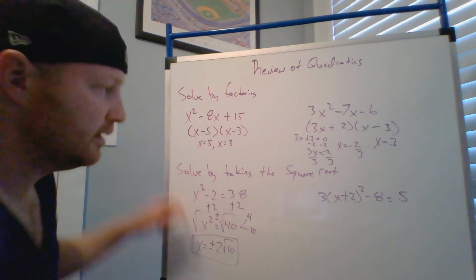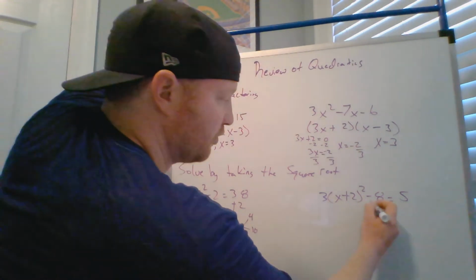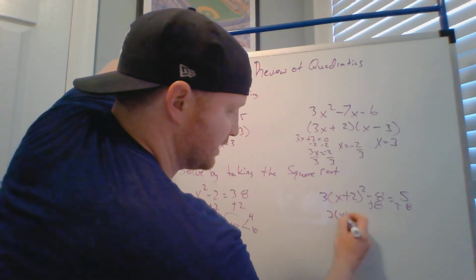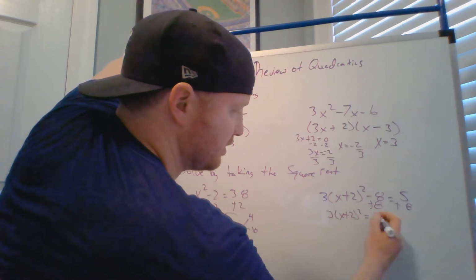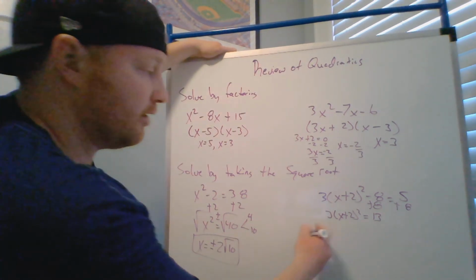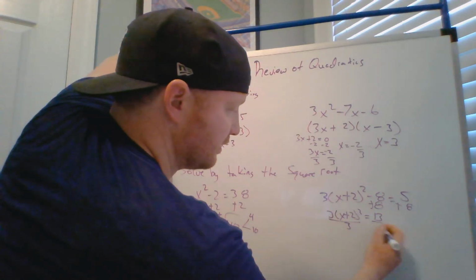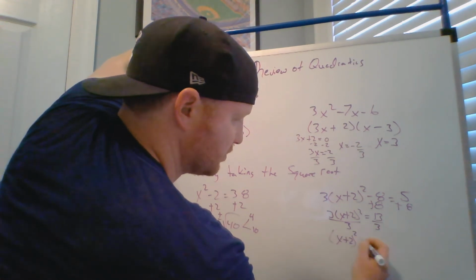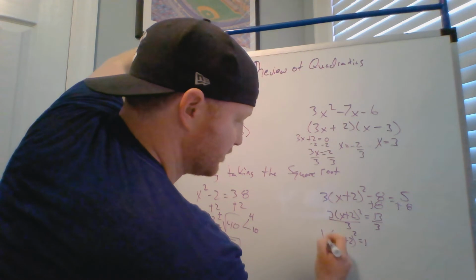It's very simple. Over here, let's do this one now. A little more work involved. Plus 8, I've got 3 times x plus 2 squared equals 13. We all see that? I think so. Now, divide both sides by 3. Okay? So I have x plus 2 squared equals, and then again, we're taking the square root of both sides.